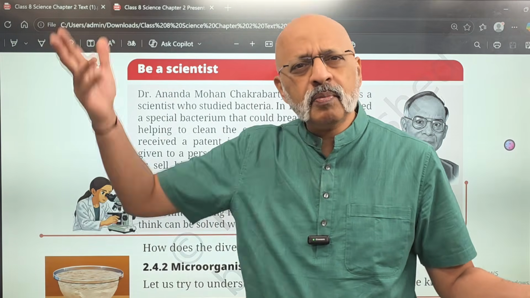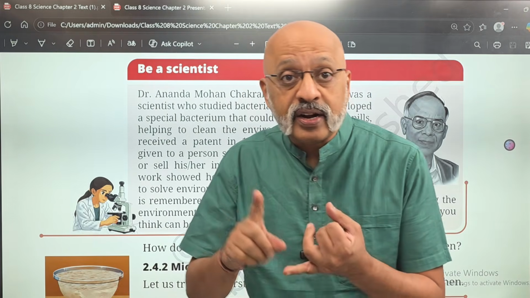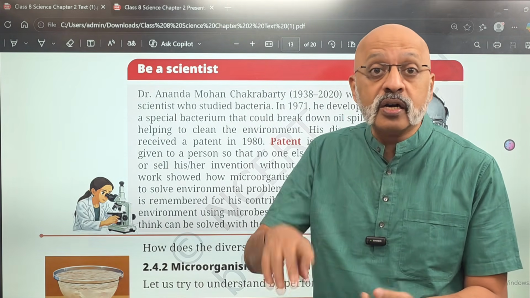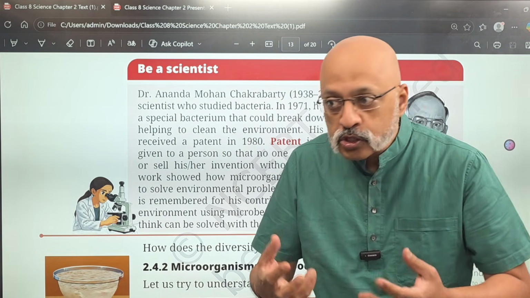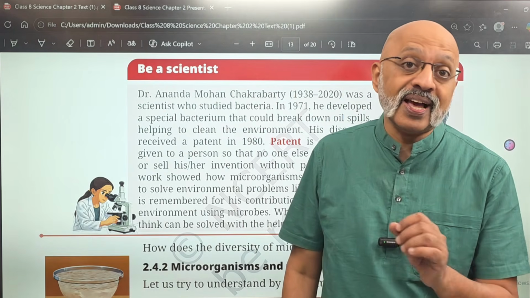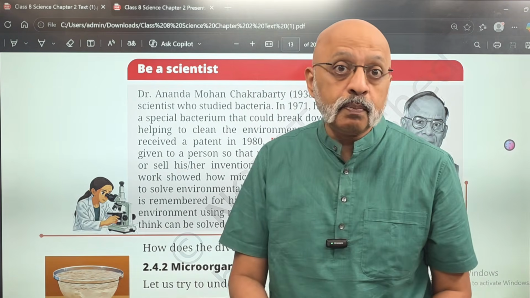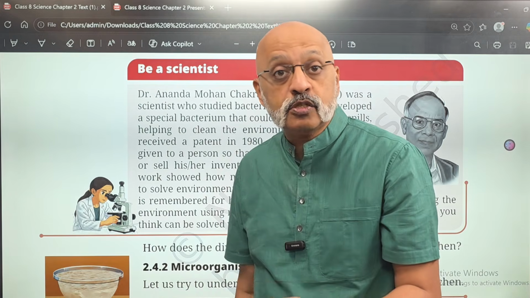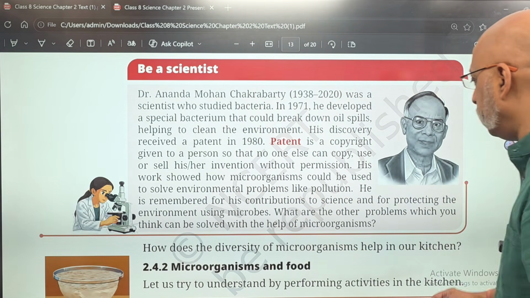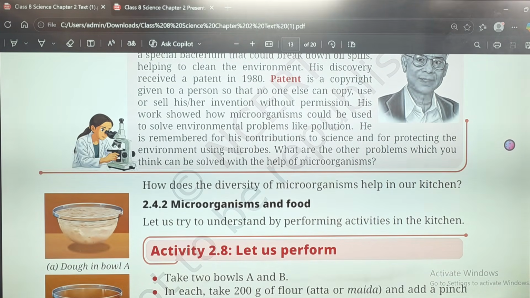You may wonder, samundar mein to hai, how does it matter to us? Of course it matters, because all the aquatic marine life, like different kinds of fish, dolphins, sharks, whales, turtles, they get impacted. Many of them would get killed also, right? So oil spills are very, very dangerous as far as the marine life and the quality of the water in the sea is concerned. So he developed a bacteria which could actually break down the oil spills, and therefore it was seen as being helpful to the environment. So that is what Dr. Anand Mohan Chakrabarty did. This is something you need to know, because this can again be asked as a question in the examination.